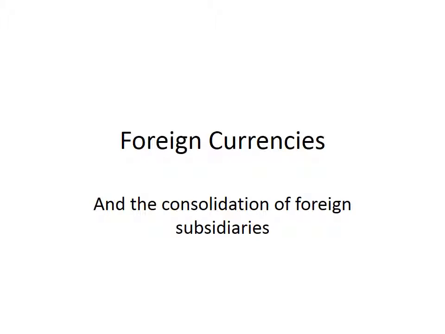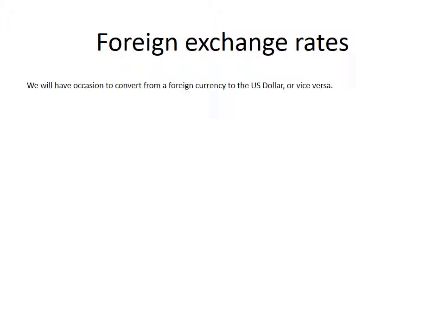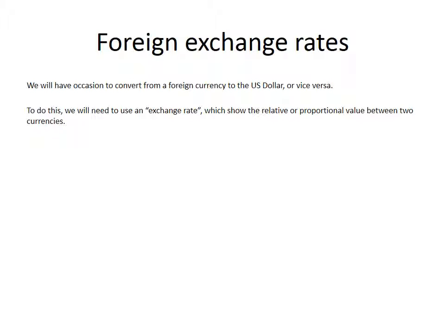Okay, we need to talk about foreign currencies and the consolidation of foreign subsidiaries. We're going to have numerous occasions where we need to convert from a foreign currency to US dollars or vice versa. We may buy goods from an overseas vendor, the invoice expressed in the foreign currency, and we need to know how many US dollars that equates to. We may have a foreign subsidiary where the trial balance is kept in a foreign currency, and we'll need to convert that to US dollars before we can import that information into our consolidation process.